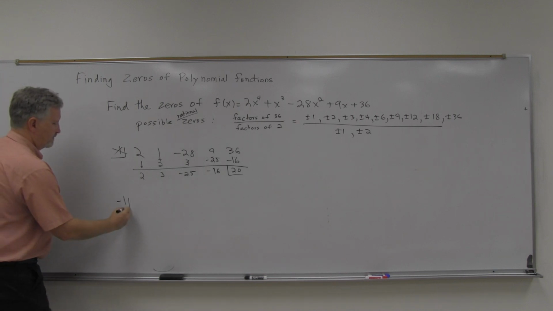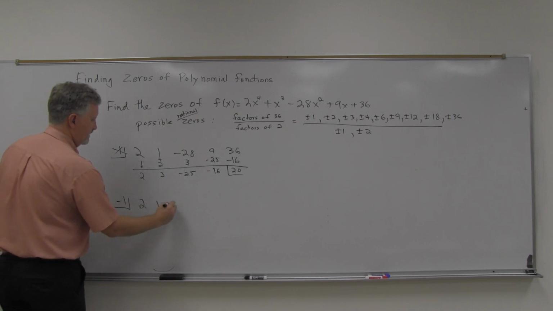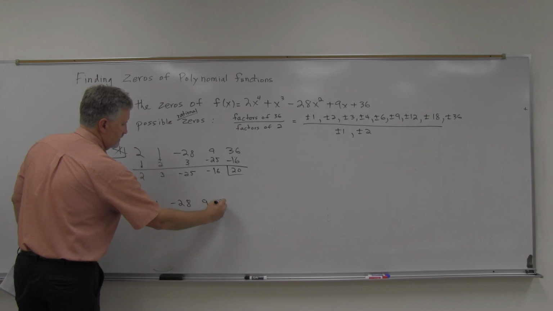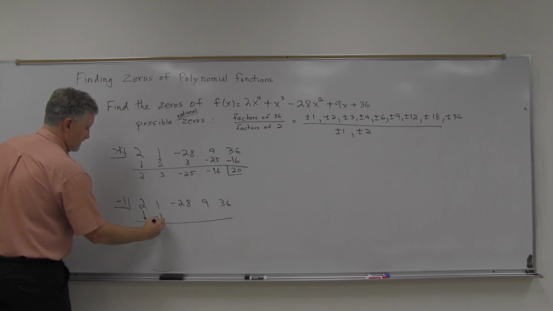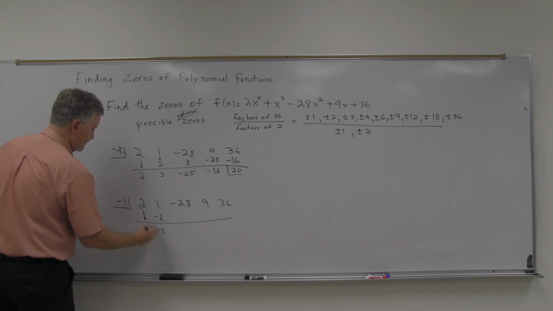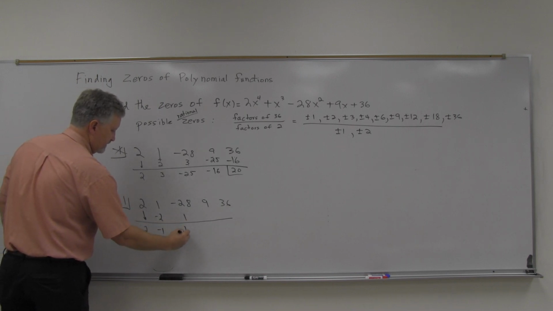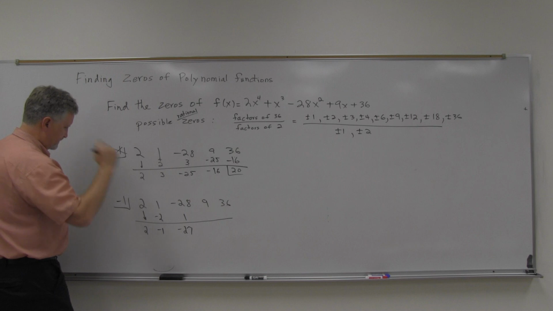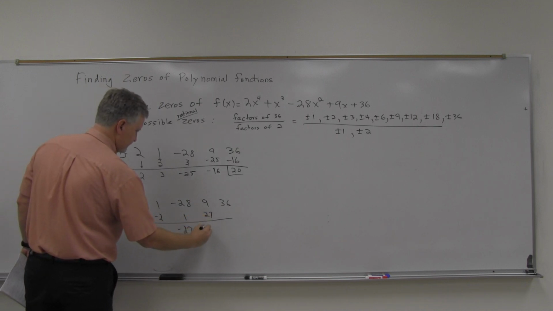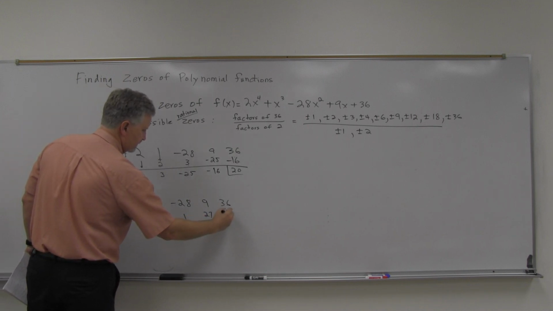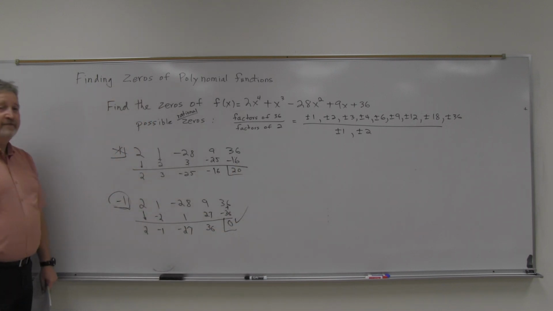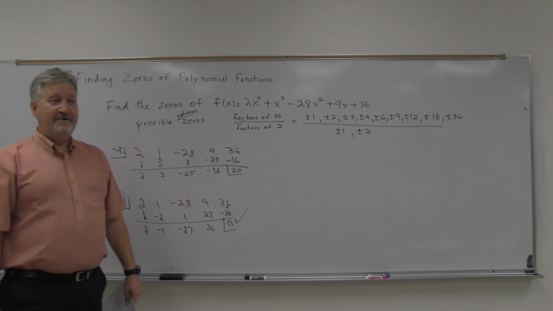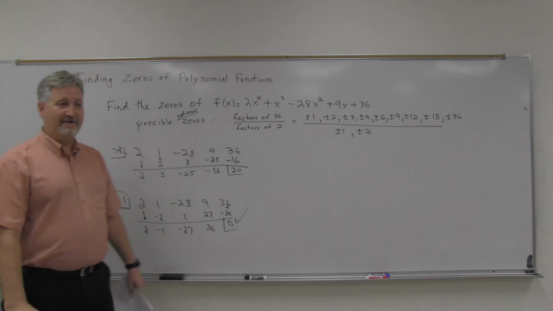Yeah, so let's go with -1. So that's 2, 1, -28, 9, and 36. So hopefully you don't have to try too many to get one that comes in correctly. There's one right there. Aha. So -1. Now we have another dilemma here though.